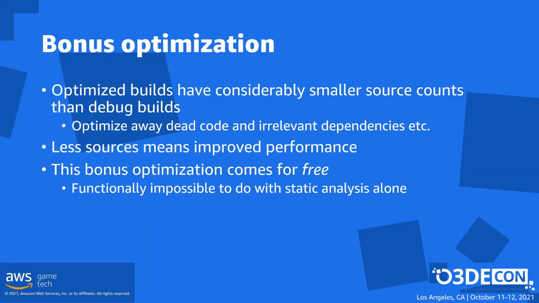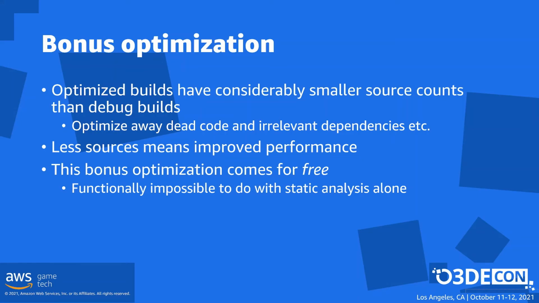In addition to these raw performance boosts of the modified instrumentation compared to OpenCPP coverage, we also get some bonus optimizations of fast test impact analysis compared to regular test impact analysis. With optimized builds, such as the profile builds that we build our test targets in O3DE for use in automated testing, the compiler has the opportunity to optimize away any dead code and irrelevant dependencies. This, in turn, results in build targets built from fewer sources. And as we have seen, fewer sources means improved performance.